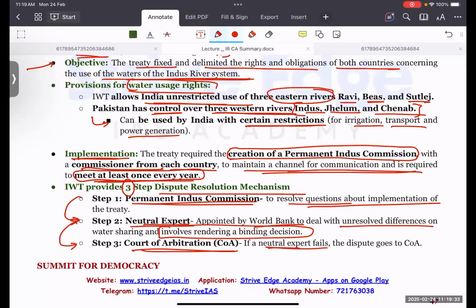Now, why it is in the news is that Pakistan has called for the appointment of the court of arbitration, even though the dispute is already with the neutral expert. So basically, step 2 and step 3 are being simultaneously asked for by Pakistan, and the World Bank has appointed it.